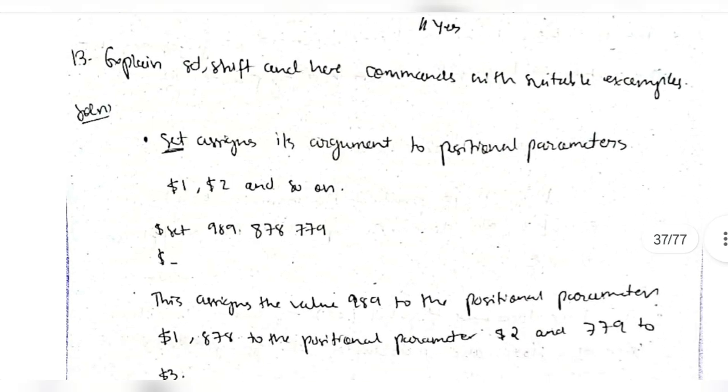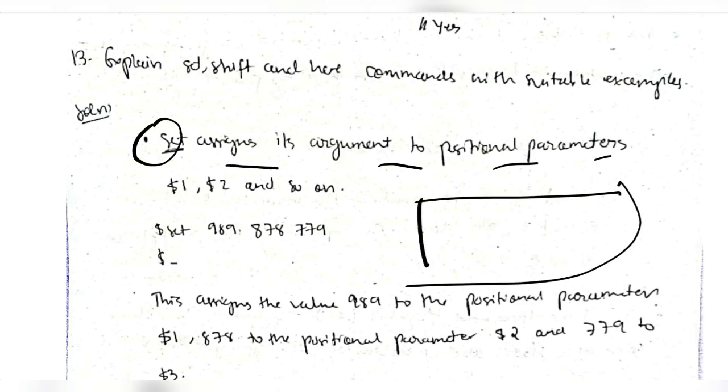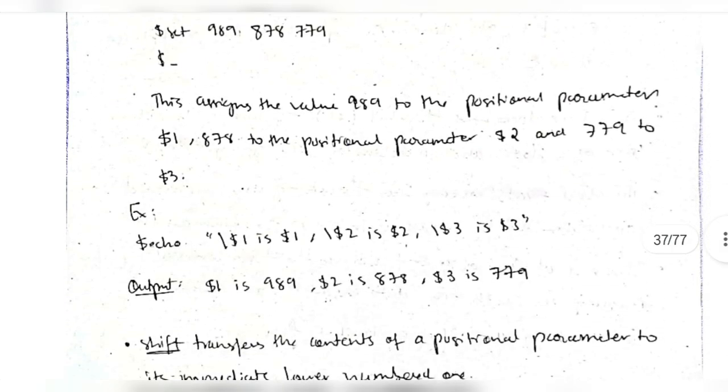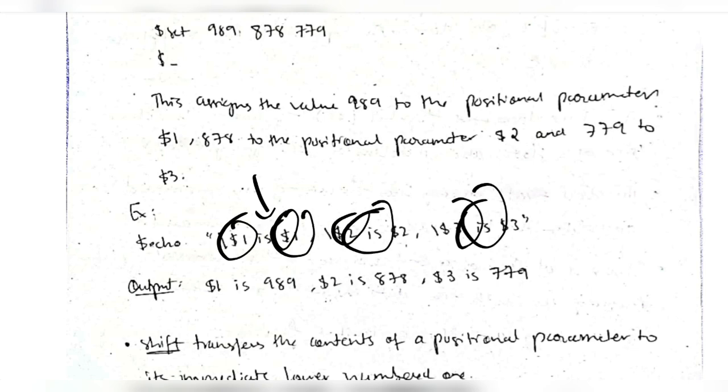And we have here set, shift, and here commands. So here, set assigns its arguments to the positional parameters. There is an invisible positional parameter in the Unix operating system. So if you set these three numbers, they will be automatically set to 1, 2, and 3. If you output, it will output them in sequence. If you want to output specifically what 1 is, what 2 is, what 3 is, you can display it in this way. So 1 will output 989, 2 will output 878, and 3 will output 779.